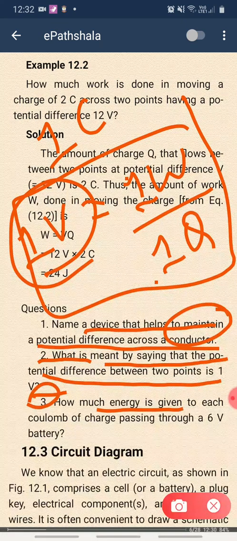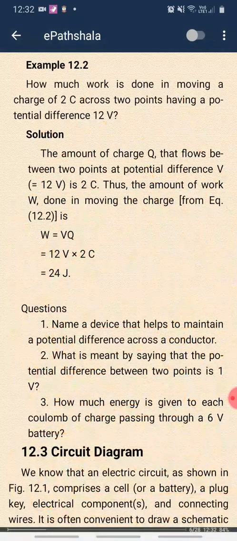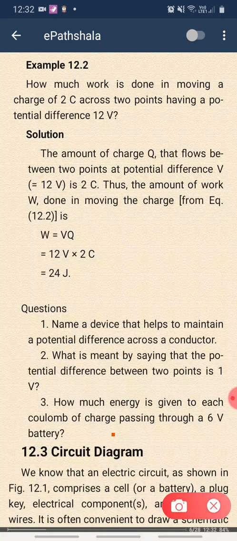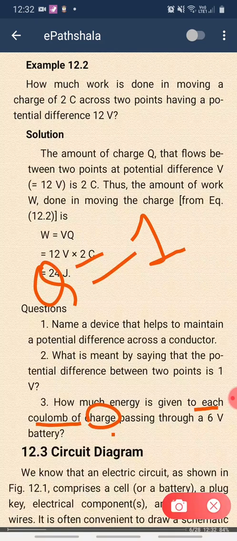How much energy is given to each coulomb of charge passing through a 6 volt battery? What is given here? It says how much energy is given to each coulomb. What do you understand from each coulomb? In coulombs, what do we measure? We are measuring charge, right? Each coulomb of charge means Q is 1 for every charge. How much energy? Energy is the work done. This is what is asked.